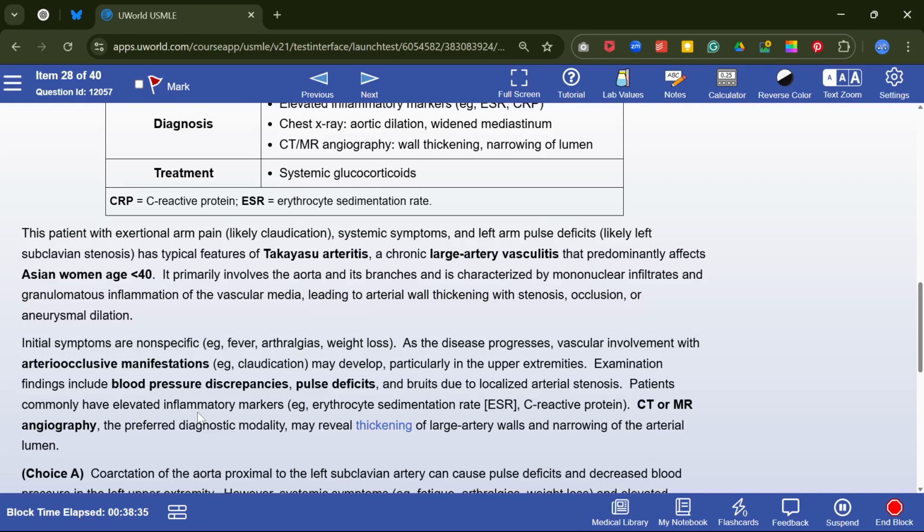Initial symptoms are nonspecific: fever, arthralgia, and weight loss. As the disease progresses, vascular involvement with arteriocclusive manifestations may develop, and claudication may occur, particularly in the upper extremity. Examination includes blood pressure discrepancy, pulse deficit, and bruits due to localized arterial stenosis.